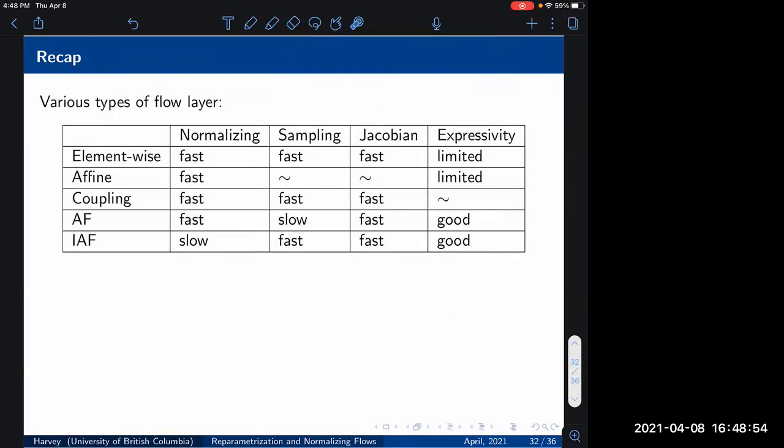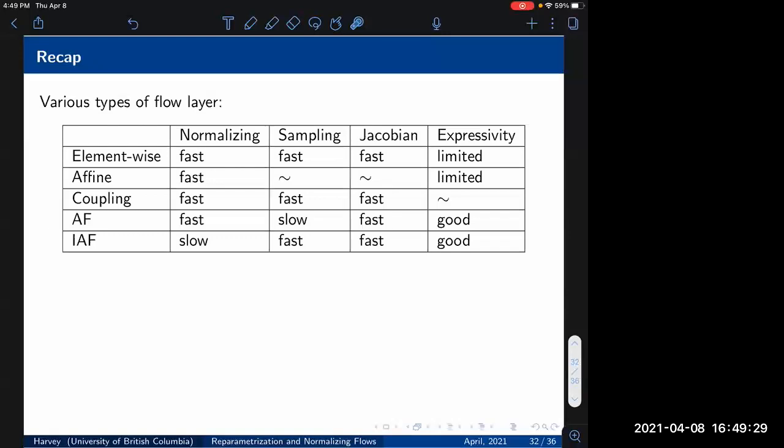I've just got this little slide of recap on what types of flow layer we looked at, and the various trade-offs between them. This hasn't been a comprehensive list of all of the types of flow layer that get used, but we've looked at some of them, and at least the coupling layers and autoregressive flows are, I think, fairly widely used. And the affine and element-wise flows are not really very practical if you want an expressive distribution, but they can still be used as building blocks.